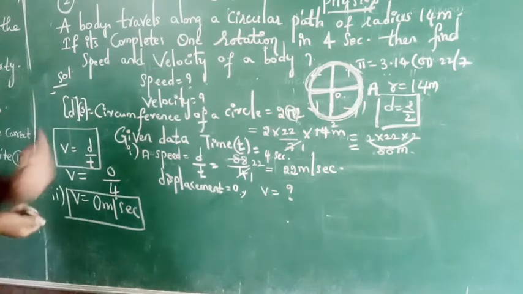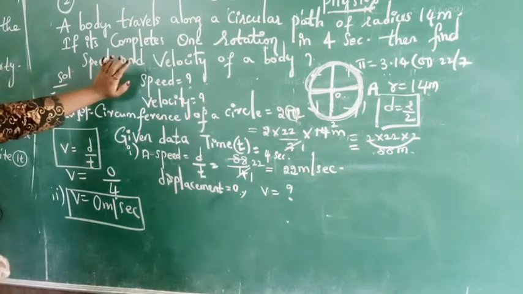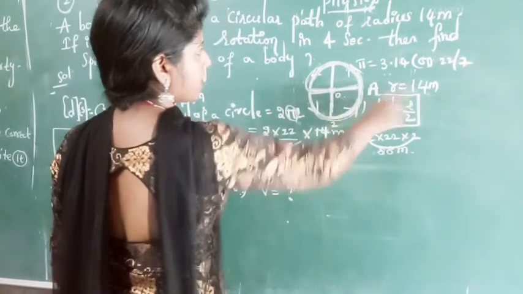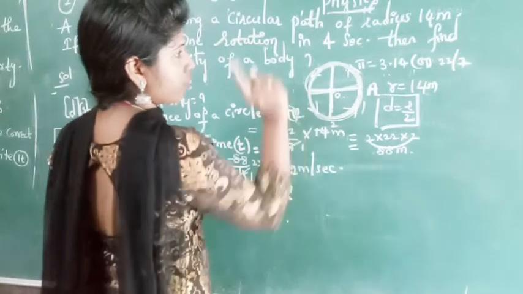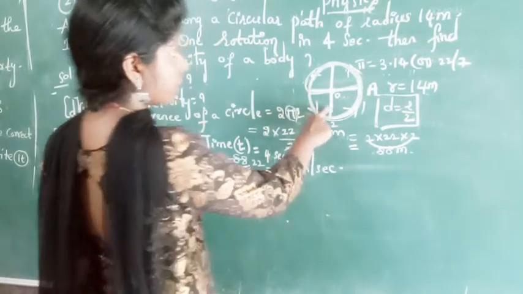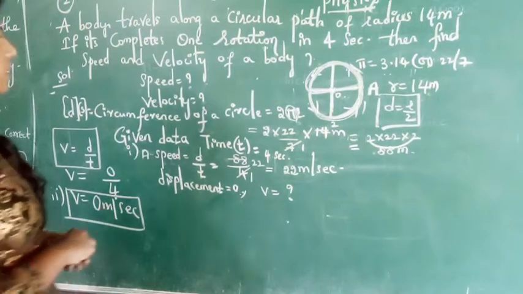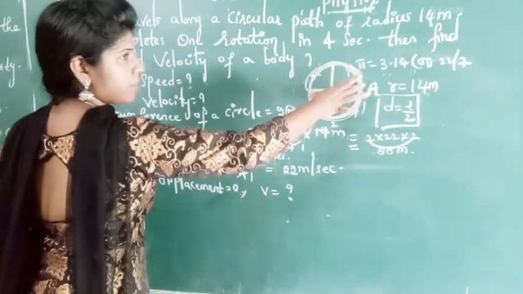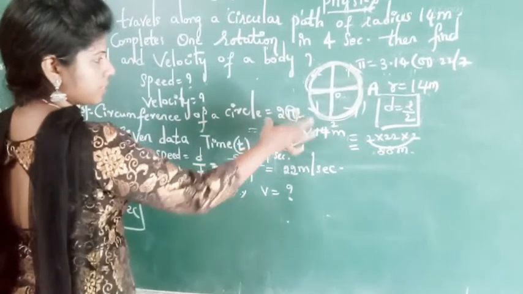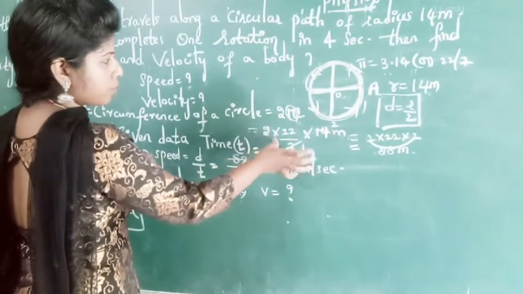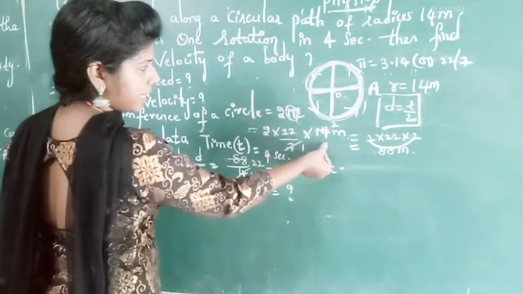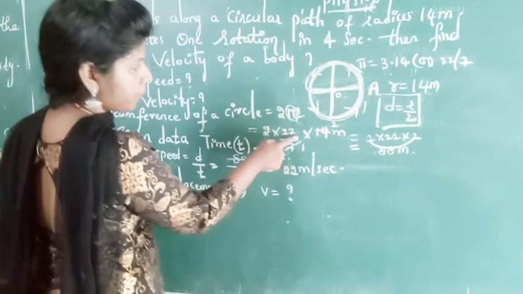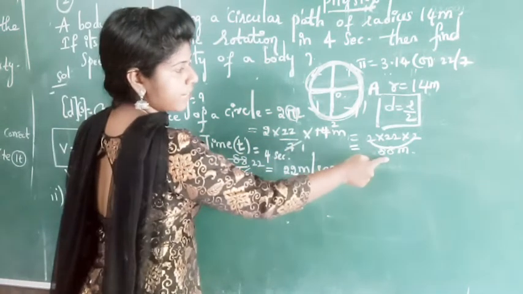Now, once again I am repeating. A body travels along a circular path of radius 14 meters. Given that the radius is 14 meters, it completes one rotation in 4 seconds of time interval. Now we have to calculate the average speed and velocity. For the circumference of a circle, I am taking the distance as 2 pi r. Initially the radius value is given. So 2 into 22 by 7 into radius 14. 7 ones, 7 twos. What is the left term? 2 into 2 into 22. What is the value? 88 meters.